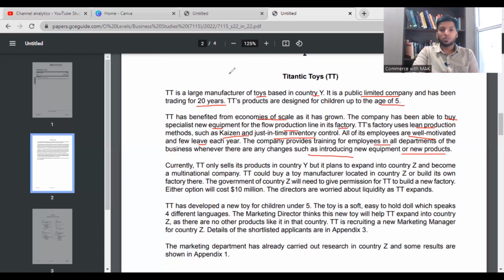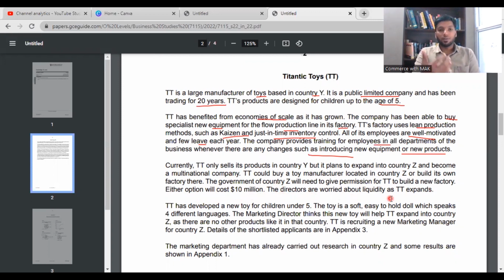Currently TT only sells its products in country Y, but it plans to expand into country Z and become a multinational company. TT could buy a toy manufacturer located in country Z or build its own factory there. The government of country Z will need to give permission for TT to build a new factory. Either option will cost 10 million. The directors are worried about liquidity as TT expands.